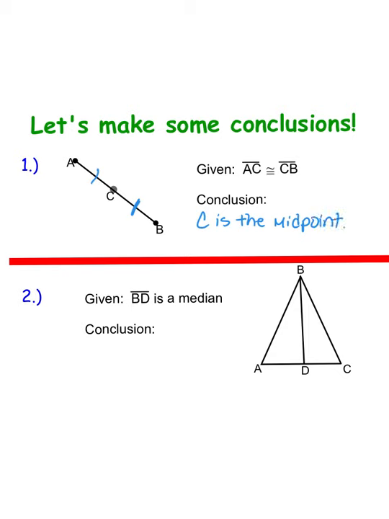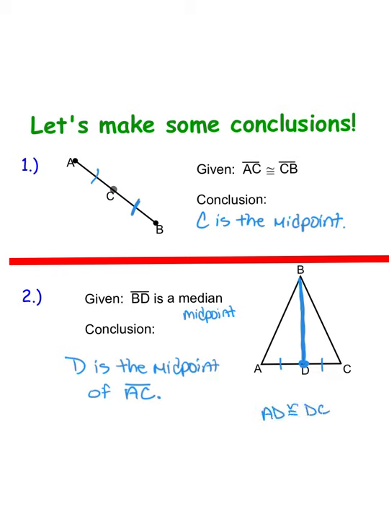If I look at number 2, it says BD is a median. So look at the picture. It's telling me that BD, this line here, is a median. When you see the word median, think midpoint. So a conclusion can be that D is the midpoint of AC. We can take that one step further. If D is the midpoint, then I also can say that AD is congruent to DC.